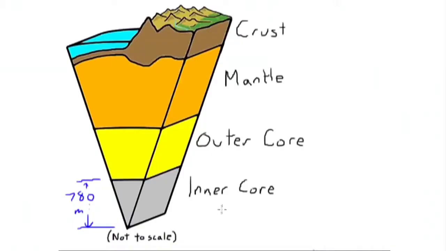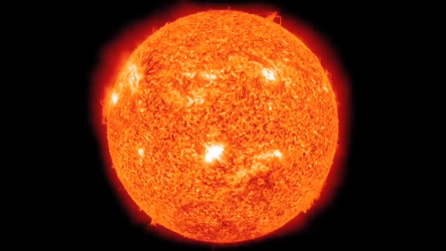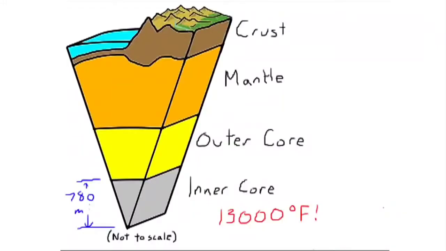Oh my gosh, it is really hot down here. The inner core may have a temperature of up to 13,000 degrees Fahrenheit, which is hotter than the surface of the sun. Many scientists believe it is kept in the solid state because of the extreme pressure from the other layers.